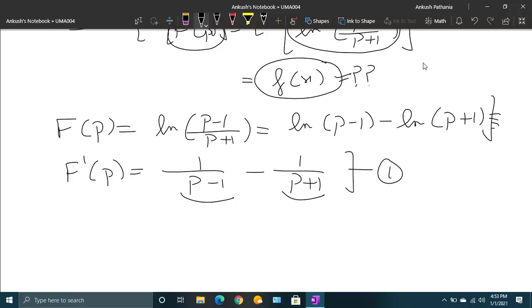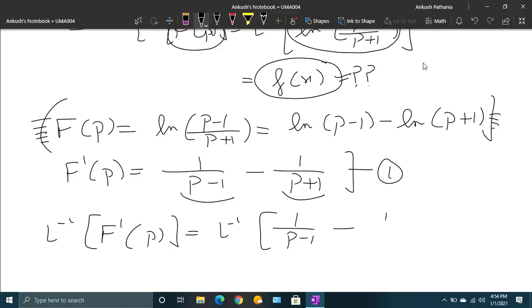So now this will make things easy for us to work out to find f(x). In all such cases we take the differentiation of F(p). Now F'(p), we know its Laplace transform. So now we take the Laplace inverse of F'(p) after differentiating F(p), and this is your Laplace inverse of 1 upon p minus 1, minus 1 upon p plus 1.